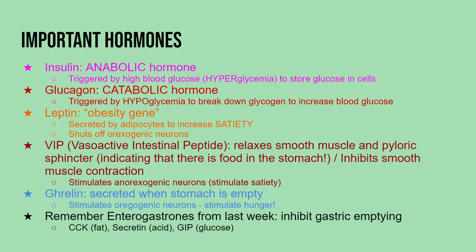And then another point to remember from last unit are the enterogastrones that inhibit gastric emptying. So that's CCK, secretin, and GIP. So that's to slow down digestion. And it indicates that you have food in the system. I know this can be kind of overwhelming to look at, but this will be good for studying to go back to because you can just keep all the hormones straight. It's kind of why I made that slide.